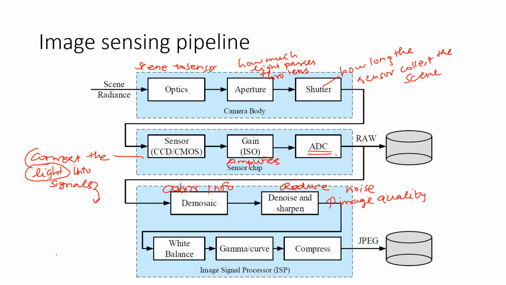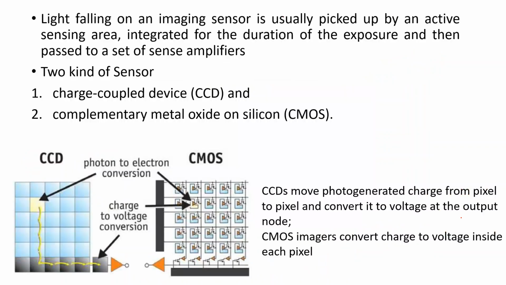Next one is white balance. White balance will adjust the color to make the image look natural. Gamma curve is used to introduce both brightness as well as contrast, which is suitable for human visual perception. Then compress will perform the reduction of file size. On performing all these operations, we get a JPEG image.